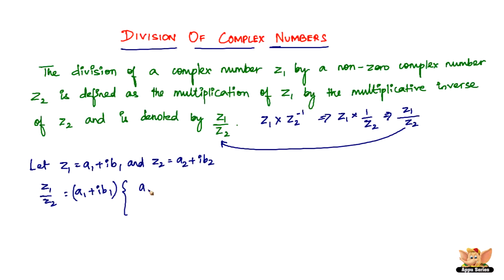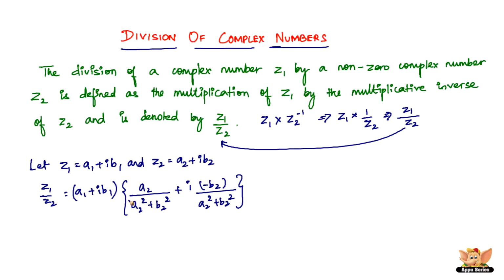Which is nothing but A2 divided by A2 square plus B2 square plus i times minus B2 divided by A2 square plus B2 square. If you are seeing this formula for the first time, you should go to the previous video where we've done the multiplicative inverse exclusively. If you wanted the inverse of Z1, then it would have been A1 and B1 in the place of A2 and B2. That's all the difference.